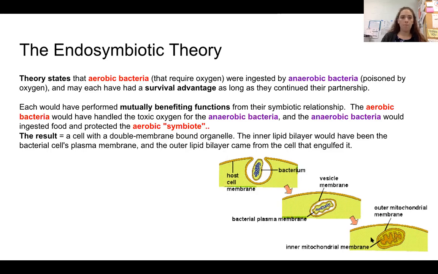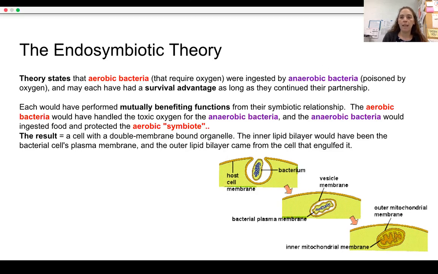So our theory states that aerobic bacteria that require oxygen were ingested by anaerobic bacteria that would otherwise be poisoned by oxygen. And they each have a survival advantage as long as they continued their partnership. The result of this engulfing is a cell with a double membrane bound organelle. So the inner lipid bilayer would have been the cell's plasma membrane, and the outer lipid bilayer came from the cell that engulfed it.